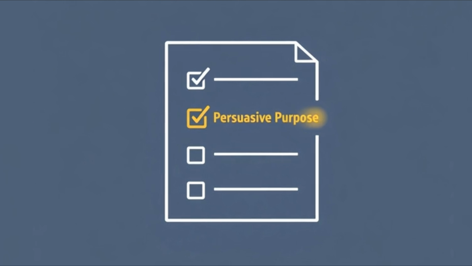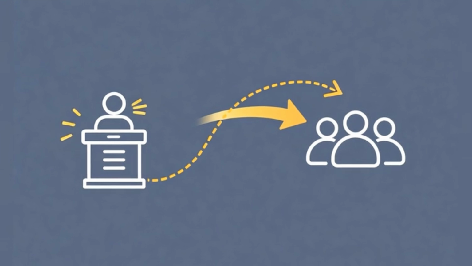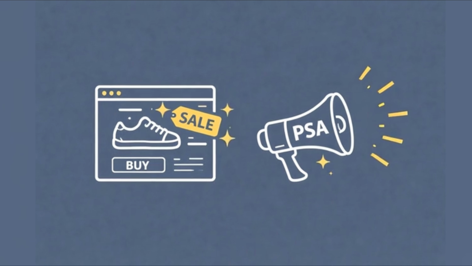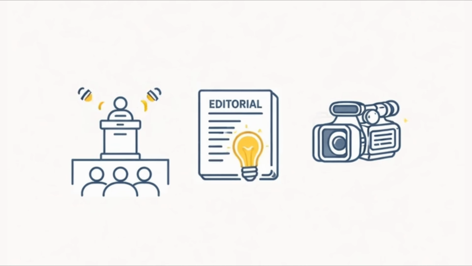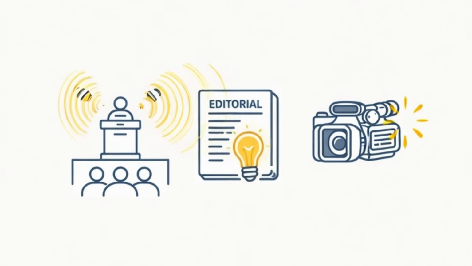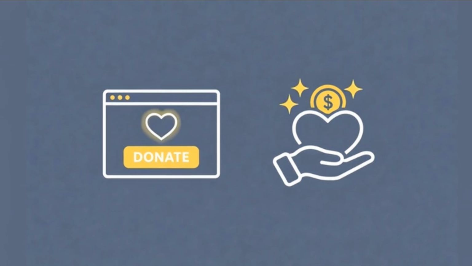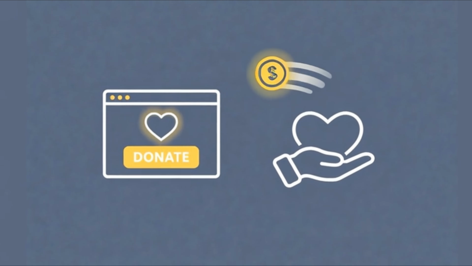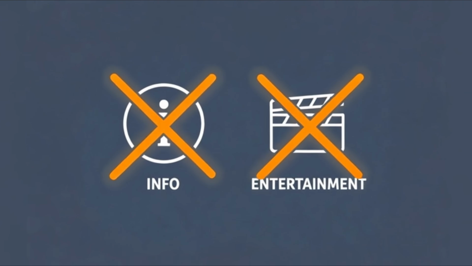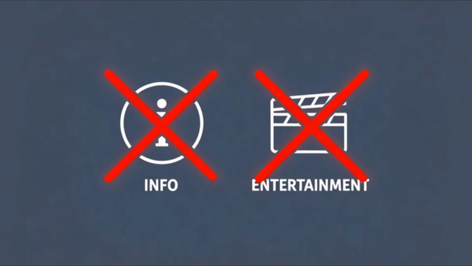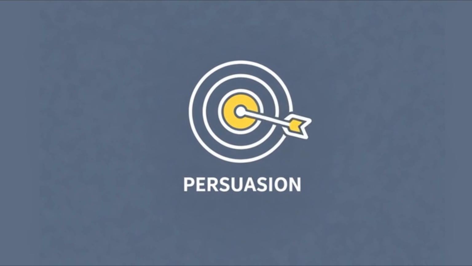But if you're choosing, pick something with a clear persuasive purpose. Something trying to convince someone of something. A product advertisement, a public service announcement, a TED Talk, an opinion piece, a documentary, a company's website, a non-profit's fundraising campaign. Avoid things that are purely informational or purely entertaining. You want something where persuasion is the point.